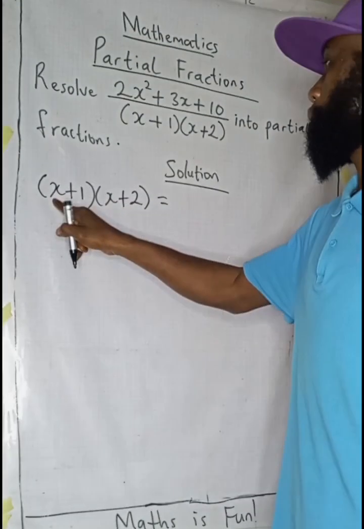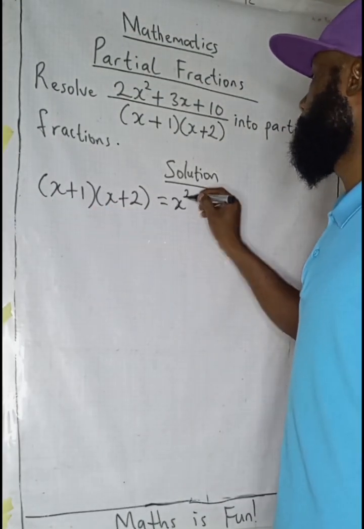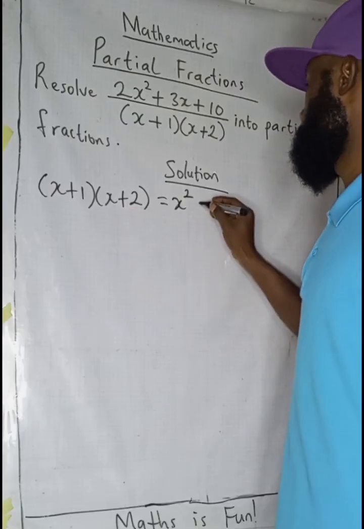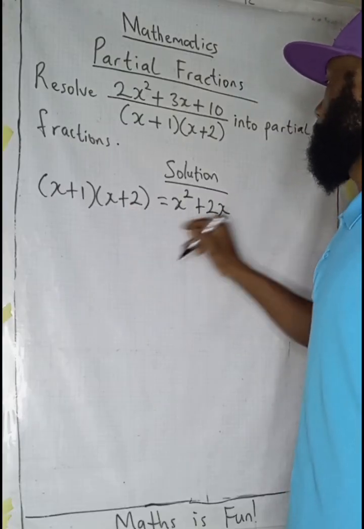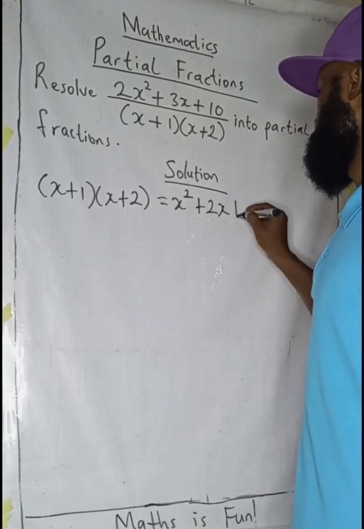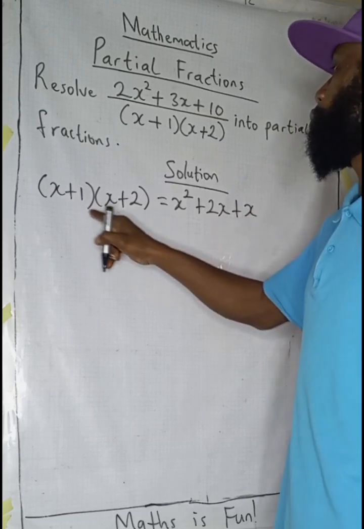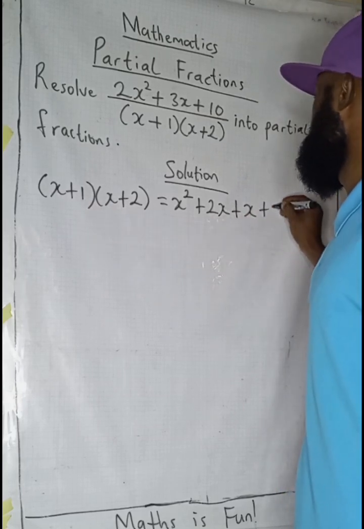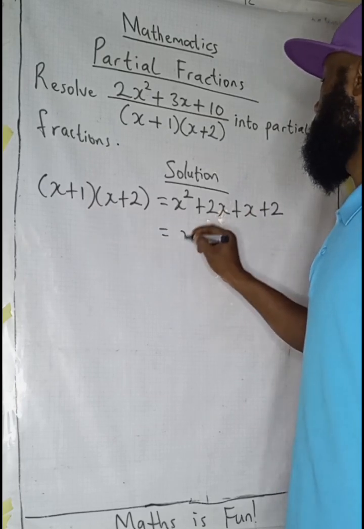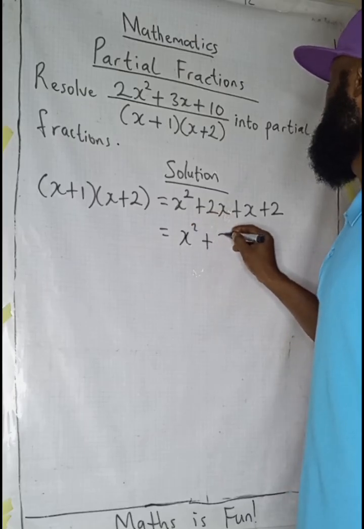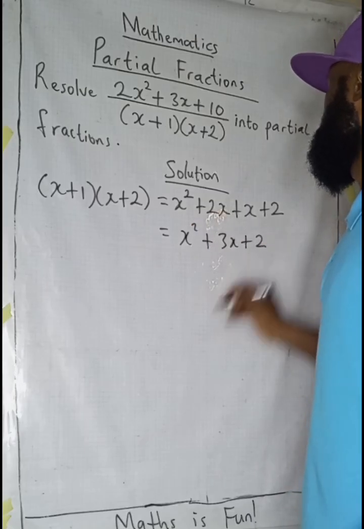That will be x times x is x squared. x times plus 2 is plus 2x. Plus 1 times x is plus x. Plus 1 times plus 2 is plus 2. Which will give us x squared plus 3x plus 2.